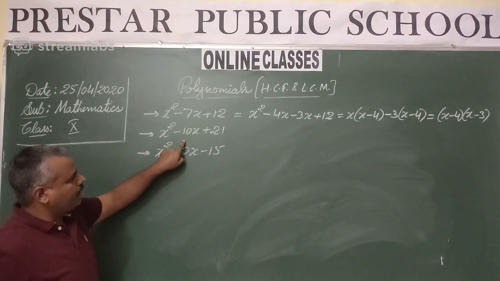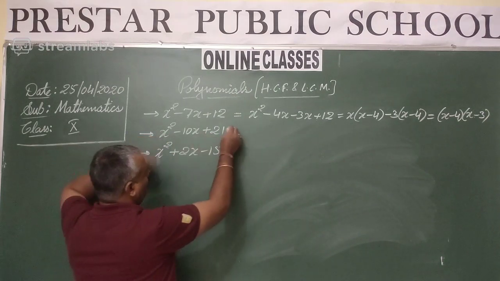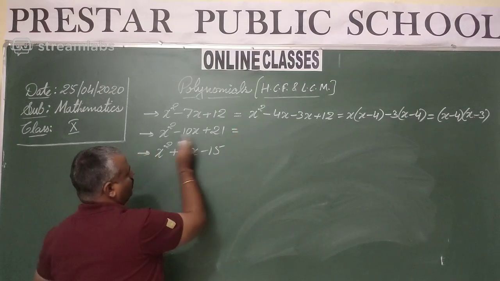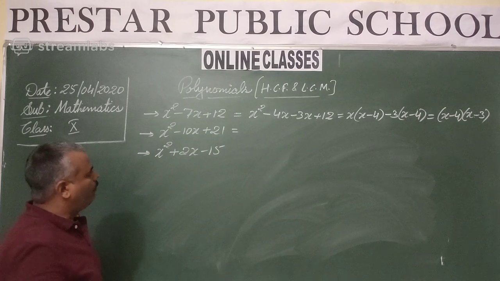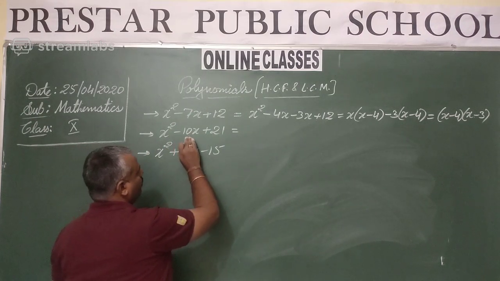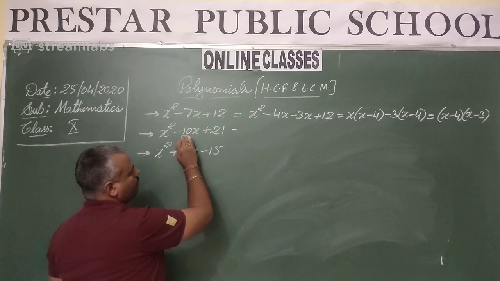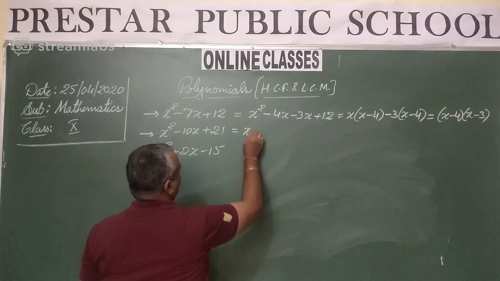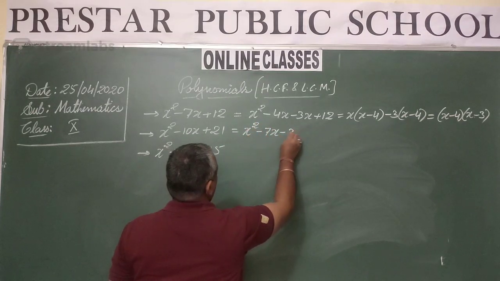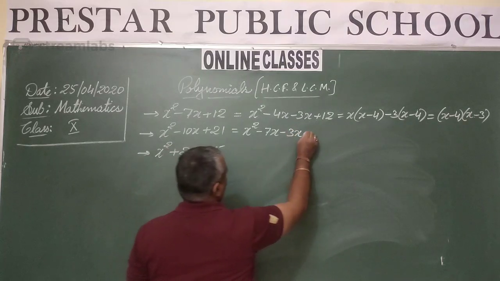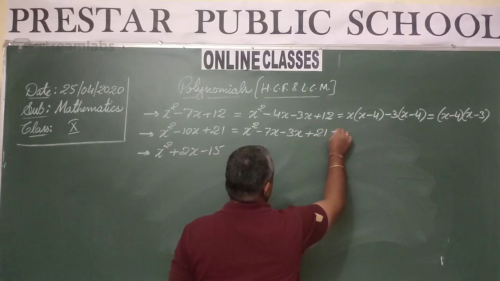Same way, factorize the second expression. Again, splitting the middle term. The product needed is 21 and the sum needed is minus 10. So what will be the two numbers in which it is to be split up? Minus 10 will be split as minus 7 and minus 3. So it is x squared minus 7x minus 3x plus 21.